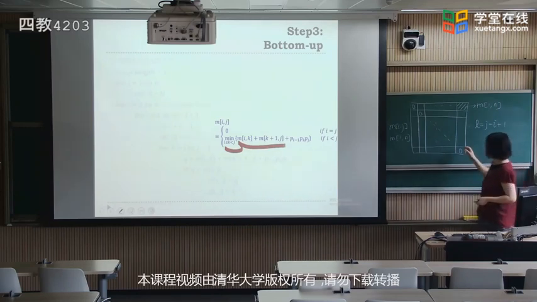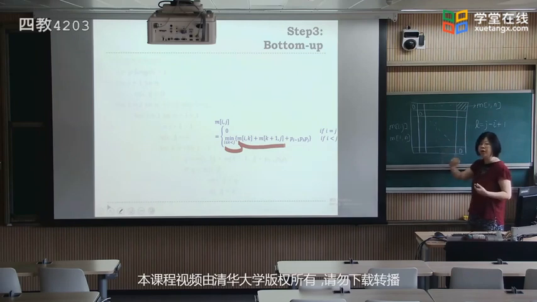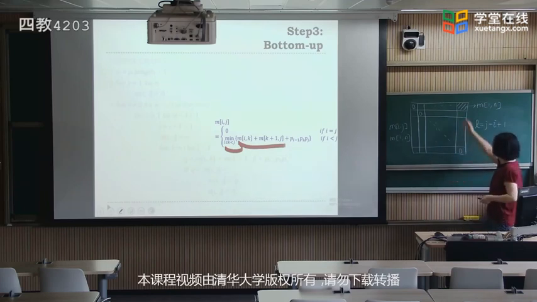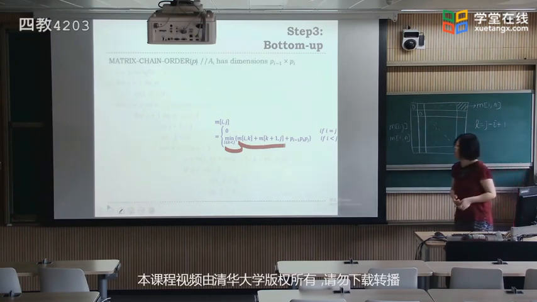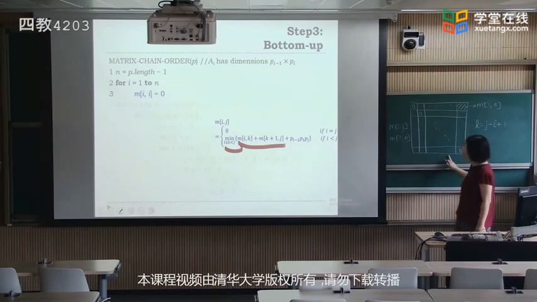So we calculate these solutions for subchains of length 1, and then from there we calculate the solutions to subchains of length 2, and so on, until we reach this corner. And here we have the chain of length n. Okay, so let's do this. So we initialize the diagonal of this table with 0.